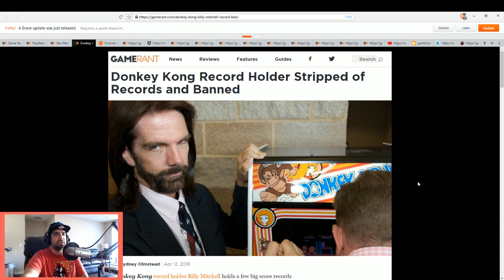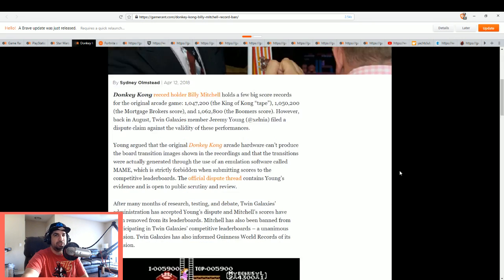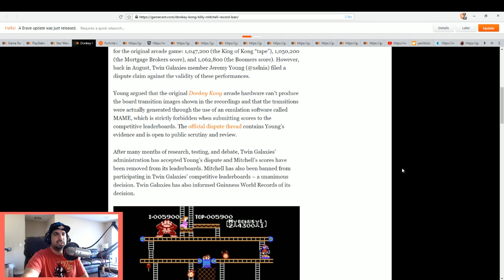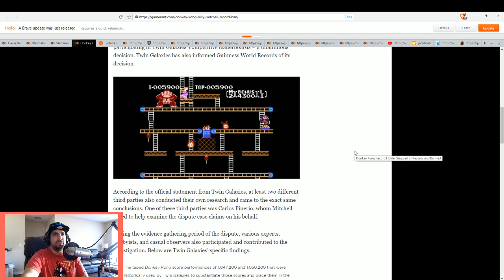I think the dude that looked like Peter Dinklage's character is supposed to be like an avatar to this dude, Billy Mitchell. But apparently, the Twin Galaxies administration accepted Young's dispute, and Mitchell's scores have been removed. Mitchell has also been banned from participating in competitive leaderboards in Twin Galaxies. And so that means that not only are Billy Mitchell's records gone, Billy Mitchell can't prove himself, which is kind of odd because he's kind of made himself a celebrity because of those movies and those things. So in a way, that kind of just invalidates everything.